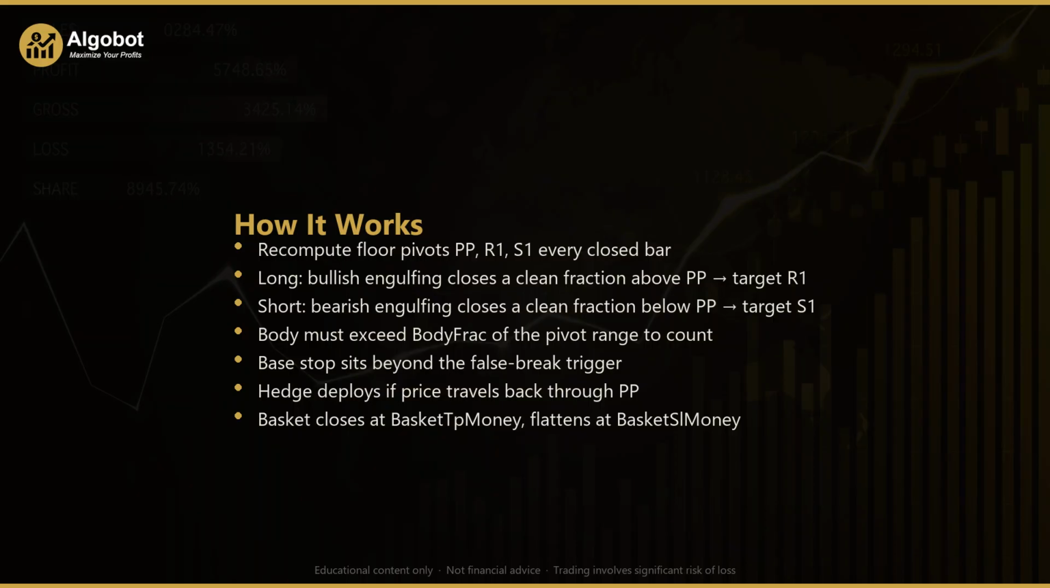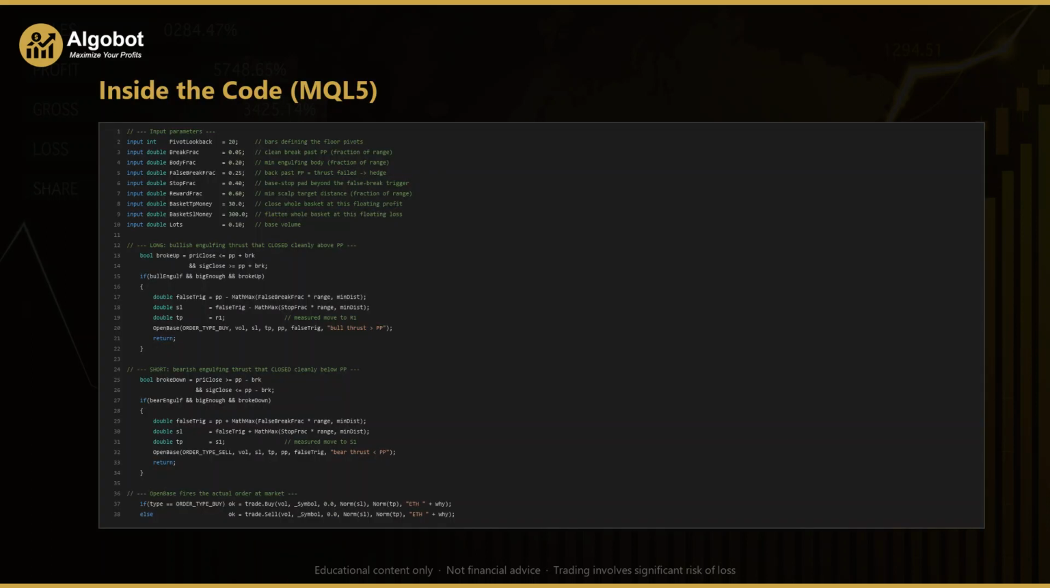If net floating loss instead reaches BasketSlMoney, the whole position is flattened as a hard risk ceiling. Let's read through the code on screen as if we were in MetaEditor. At the top are the inputs.